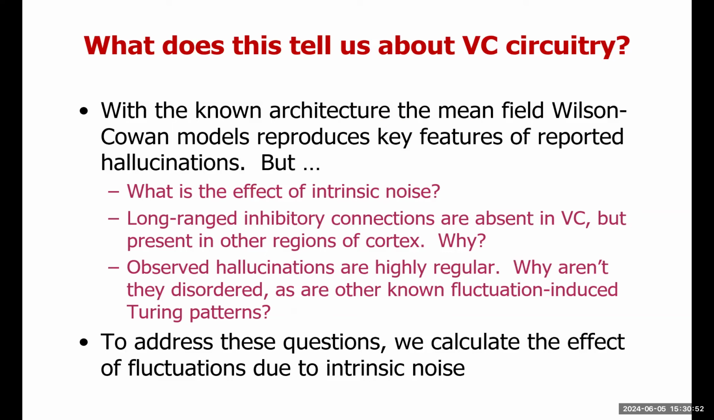So the known architecture of the mean field Wilson-Cowan models does reproduce key features of the hallucinations, but it doesn't tell you what is the effect of noise. It doesn't tell you anything about the global architecture of the brain, and the observed hallucinations are highly regular. So you might say, well, let's suppose I make a stochastic theory of this. Okay, maybe the stochastic theory will tell you this, but then the hallucinations are regular. So why aren't they disordered, as are the other fluctuation-induced terms? So what we did was we calculated the effect of fluctuations.